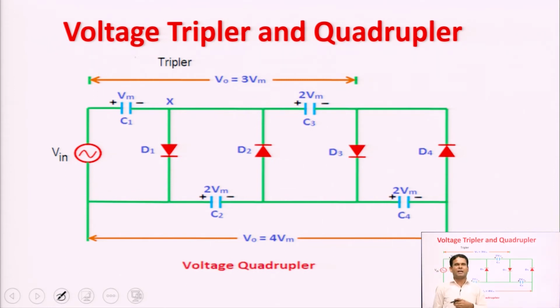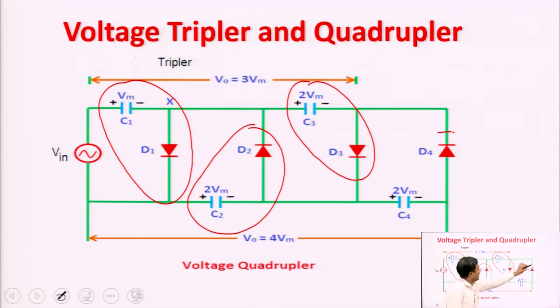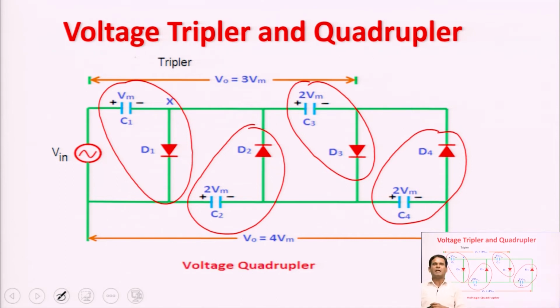In this fashion, if we want to multiply the peak value of the input signal by n times, then we have to connect n pairs of capacitor and diode. Since this circuit is the tripler or quadrupler circuit, we have connected 4 pairs of diode and capacitor. This is called one pair, this is one pair, and this means there are 4 pairs of capacitor and diode.